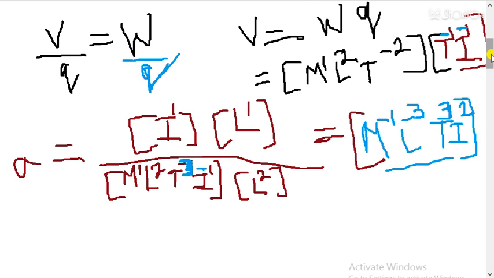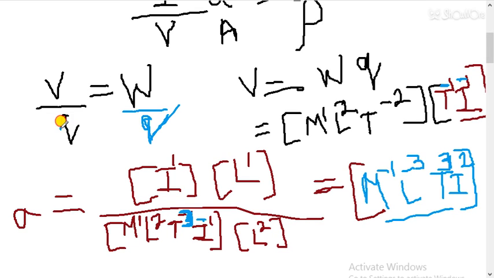Okay, so this will be the answer. You have to take care, this will not be there. V by Q is not equal to work done. Work done by Q charge is equal to potential. So you have to take care of it while doing the question. So V is equal to work done per unit charge. So these will be the units. Finally we got the answer, M^-1 L^-3 T^3 and I^2.